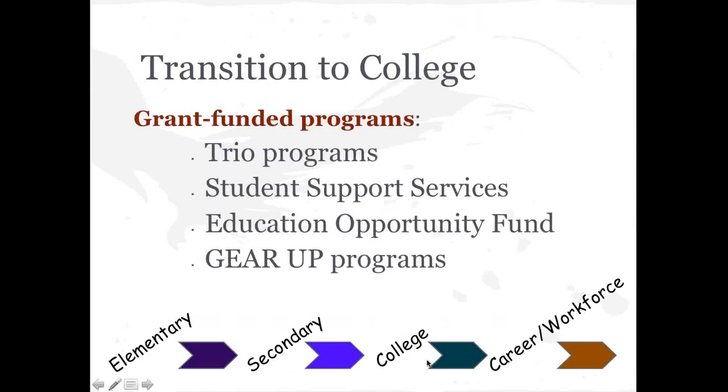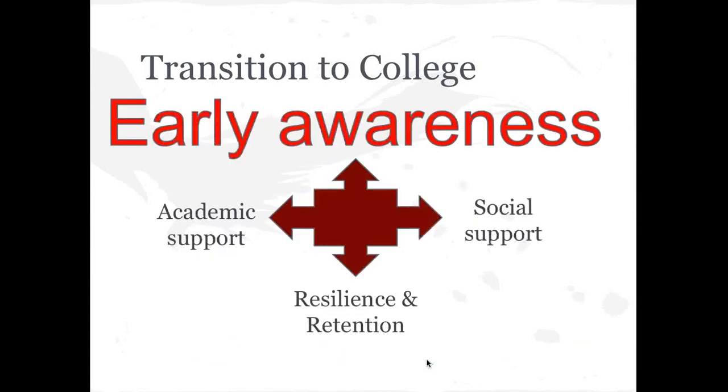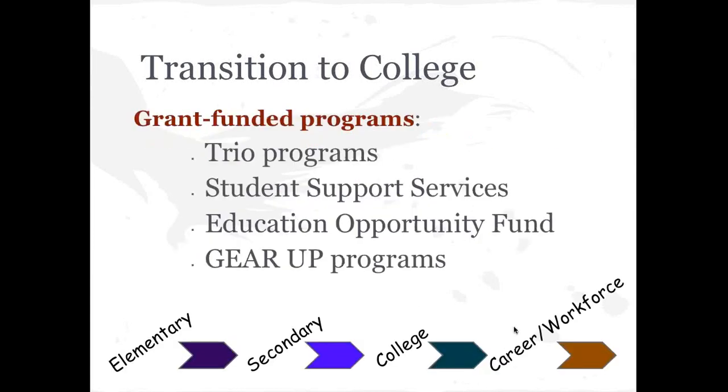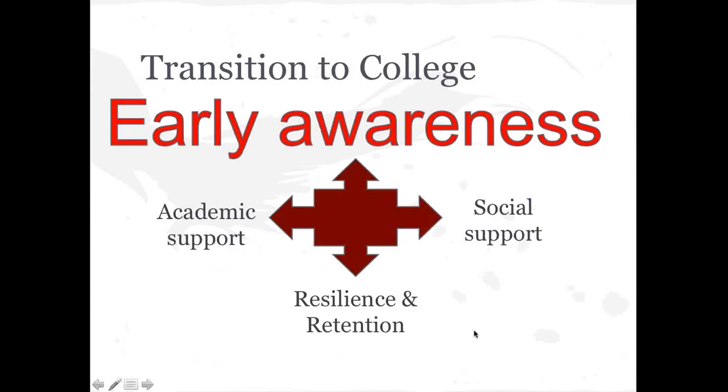And then I go on and I talk a little bit about transitioning from high school into college. There are a lot of grant funded programs that help make that transition just a little bit easier for culturally diverse students. A couple of the programs are the TRIO programs, Student Support Services, Educational Opportunity Fund, and GEAR UP programs. Many of these programs start in the middle and high school, and they help students prepare not only to graduate high school, but actually go on to post-secondary education.